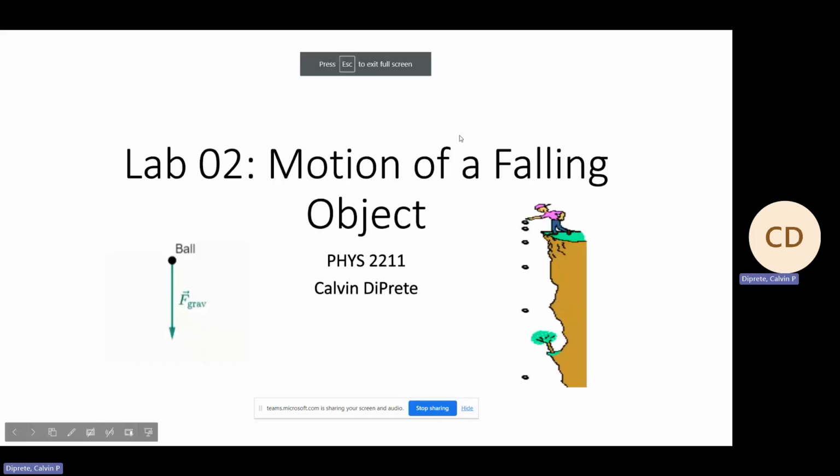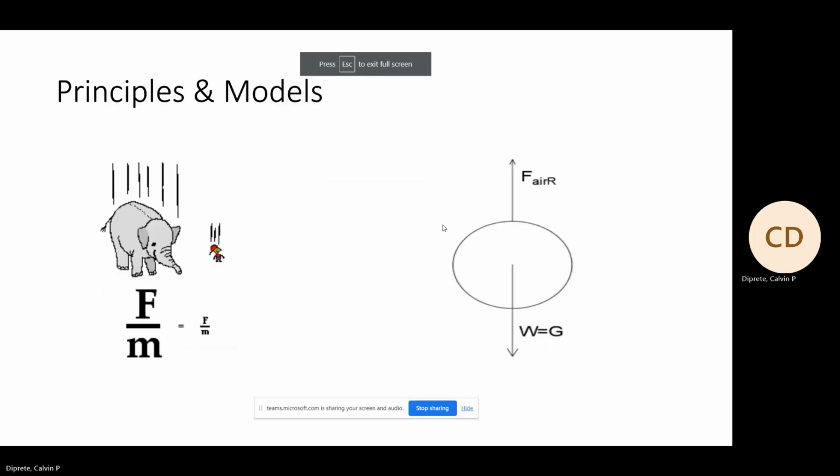So for some possible sources of error, sorry about that. It's a perfect perpendicular.